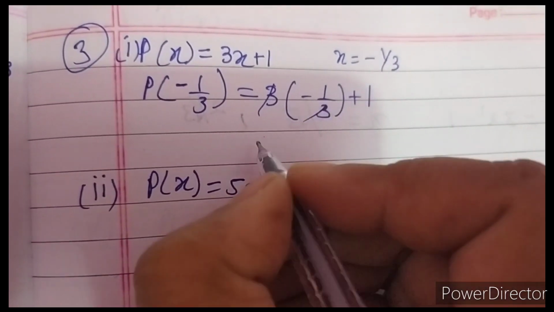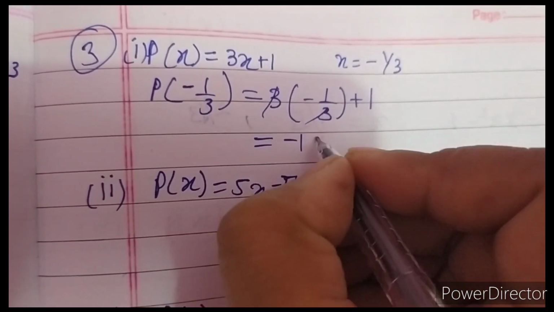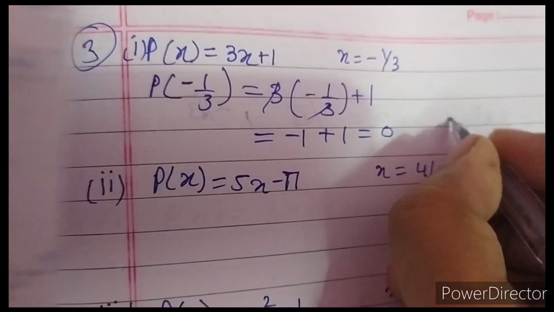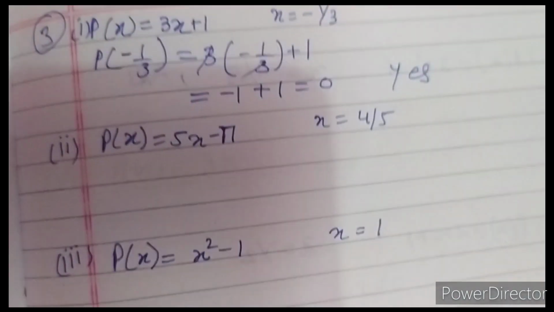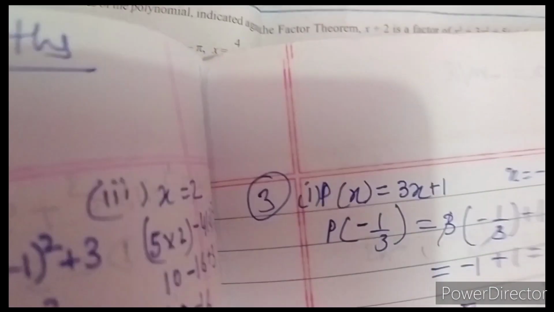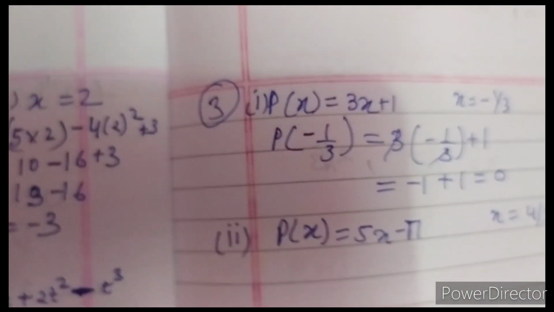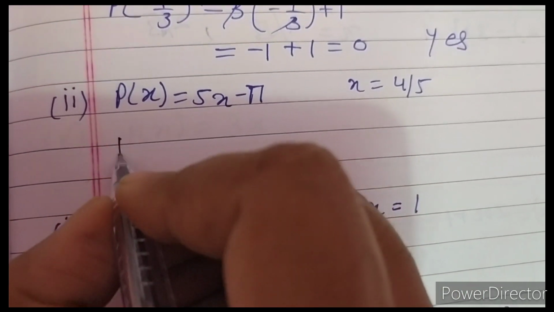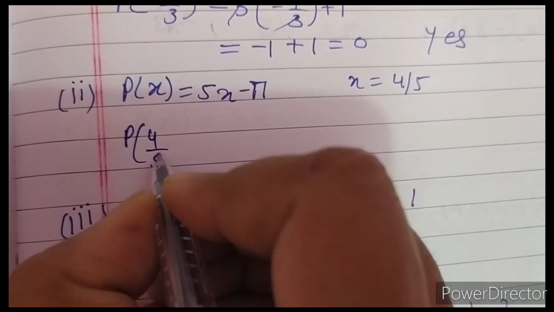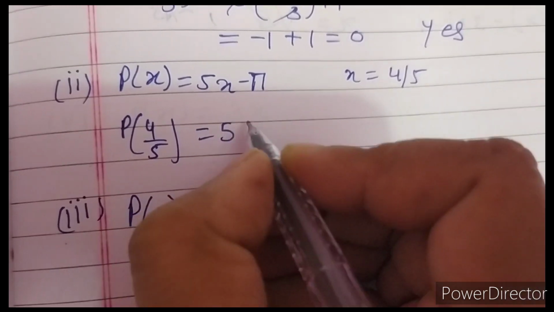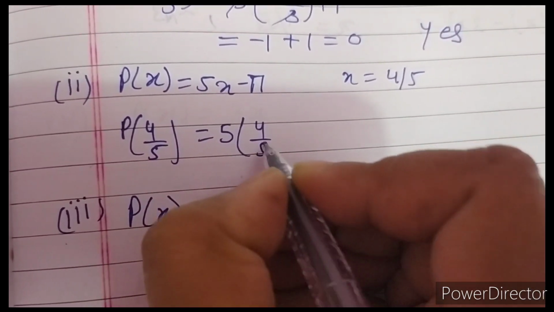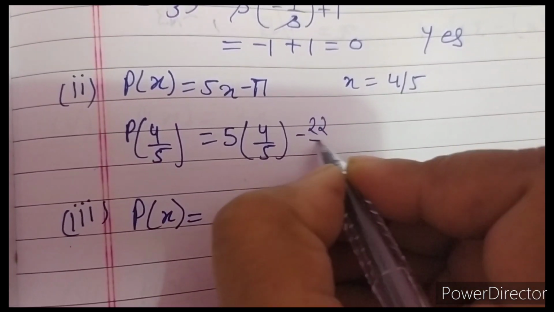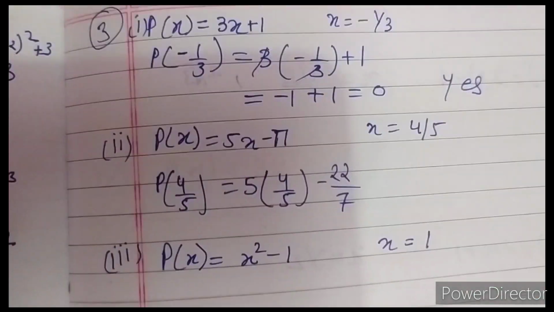So this will get cancelled and you will get here −1 plus 1 equal to 0. So yes, it is a zero of the following polynomial. You will write yes, it is a zero of the polynomial. Next, if p(4/5), so you will have 5 into 4/5 minus 22/7, because it is given as pi.